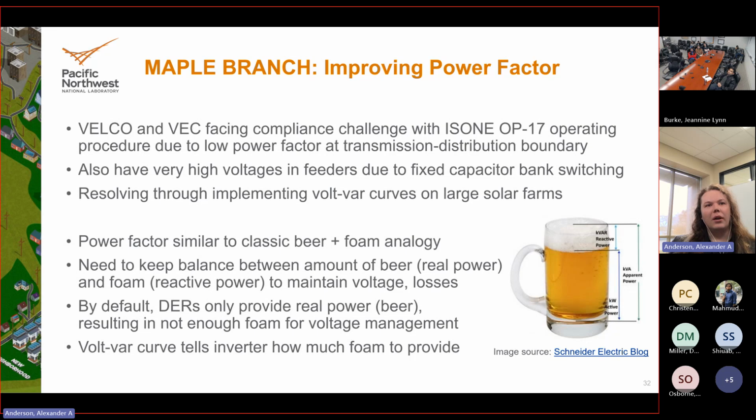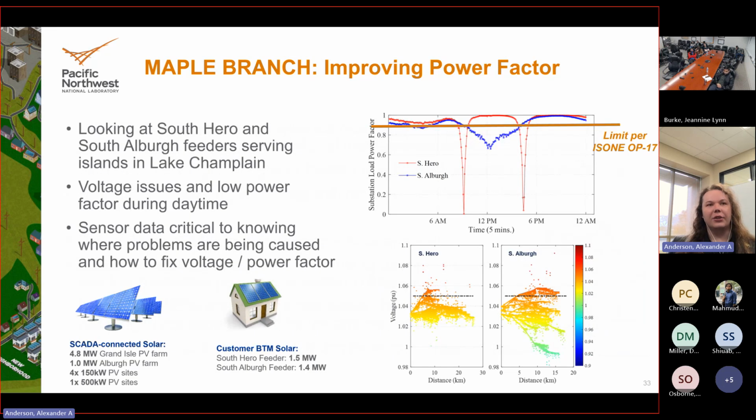And so if we provide volt-var curves, we can solve that problem without the utility having to go out and buy more capacitor banks, install more controls, and spend utility capital, as opposed to just changing the control settings on a solar farm.